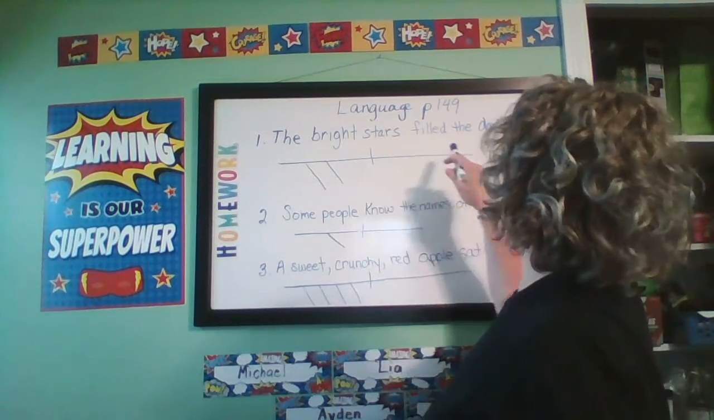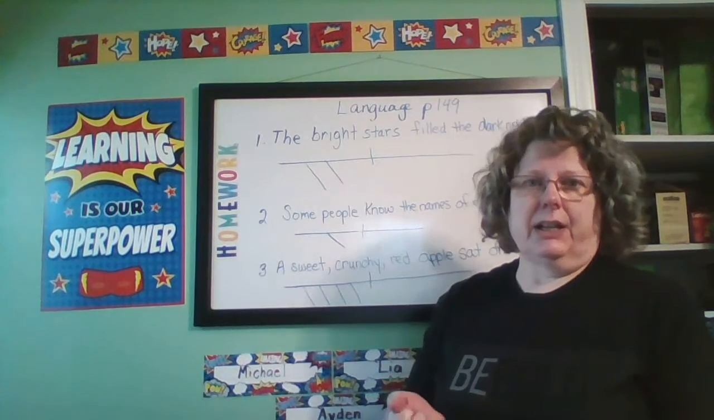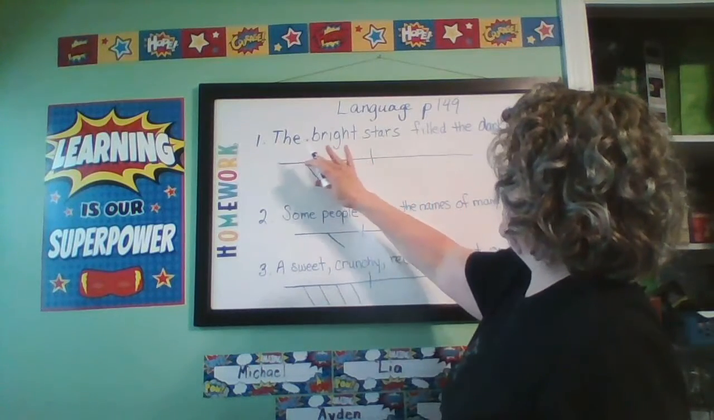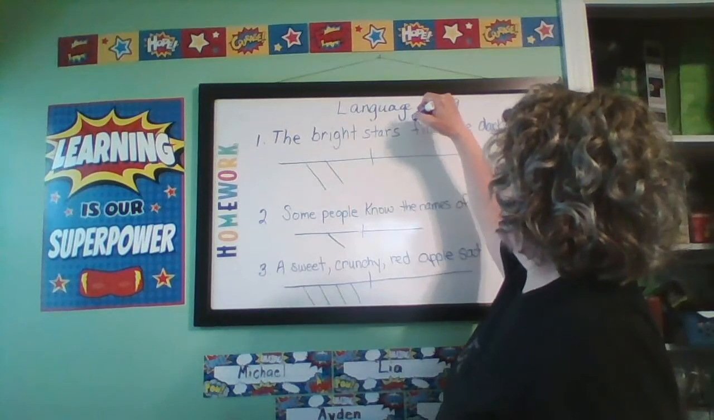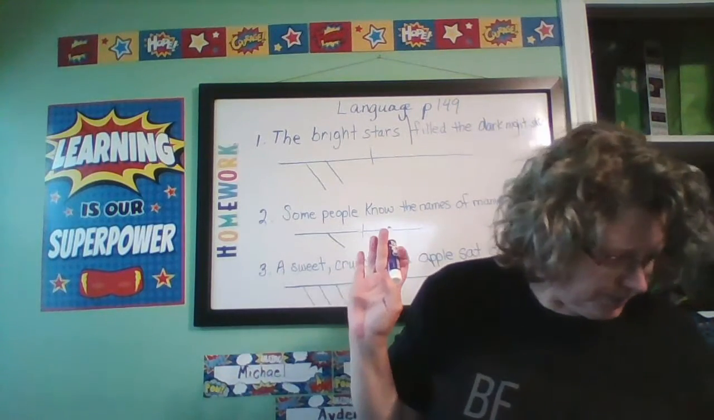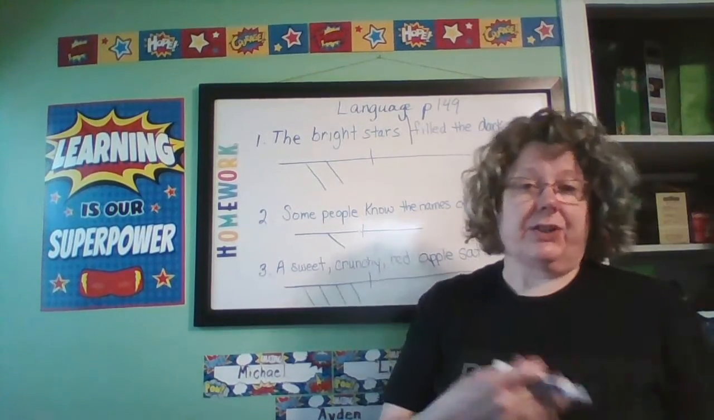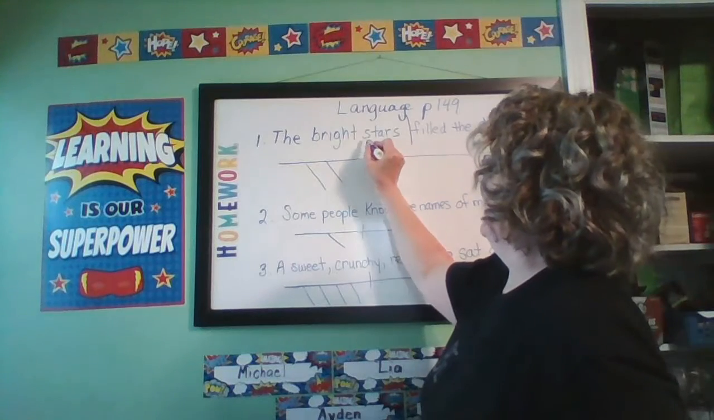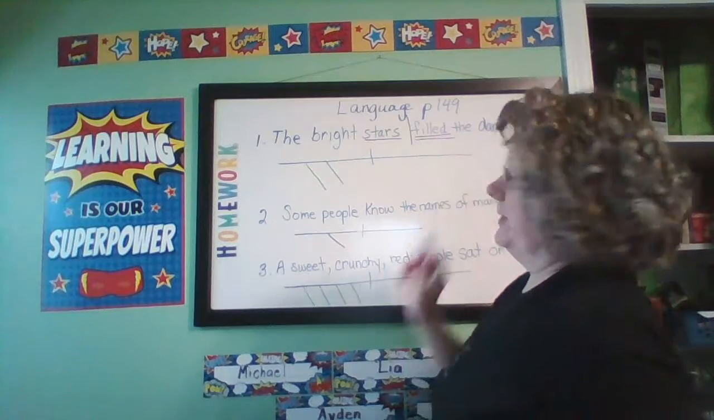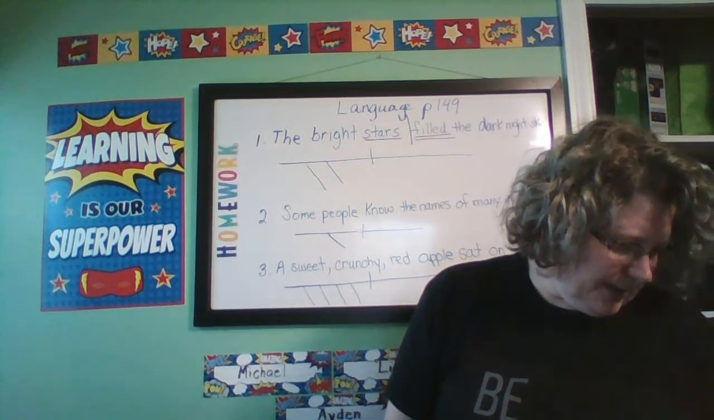The bright stars filled the dark sky. So the first thing I need to do is draw that line up and down between our subject and our predicate. So the subject of this sentence is the bright stars, and the predicate is filled the dark sky. Then it actually doesn't tell us this, but what we need to do is underline the subject once, which is stars, underline the verb twice, which is filled. Then we are going to circle our adjectives.